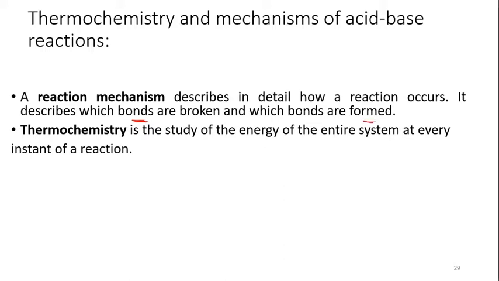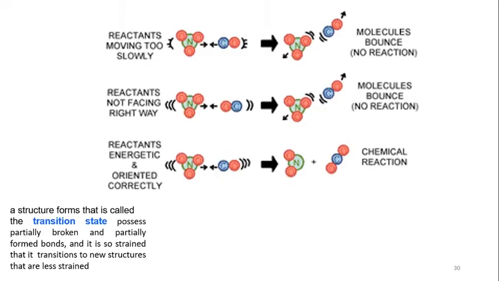Thermochemistry is the study of the energy of the entire system at every instant of the reaction. We all know that for any chemical reaction to happen, the reactants have to be moving with a certain speed. If they are moving too slowly, no reaction will happen and the molecules bouncing into each other will not be able to break their bonds and reform them again. And if the molecules are not facing the right direction of the bond, they would bounce back without any direction.